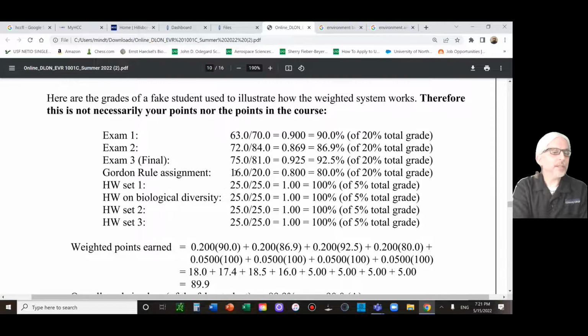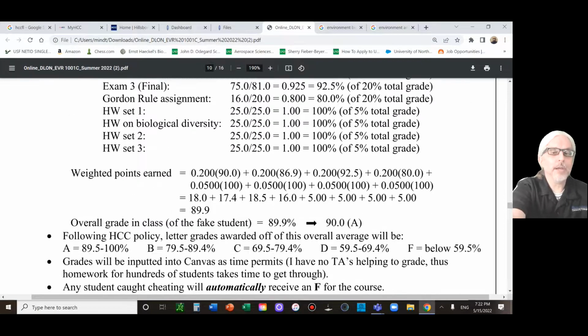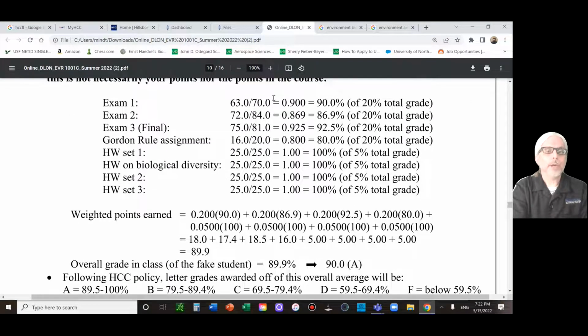Gordon rule. They did something wrong. I don't know. Maybe they forgot a literature cited. So they got 16 points out of 20. They got an 80% on it. And 80% is 20% of your grade, and so forth. So at the end of the day, I just had to calculate that. Exam 1 was 20% of your grade. They got a 90%. 20% of the grade, and you got a 90%. Exam 2, they got an 86.9%. It was 20% of your grade.